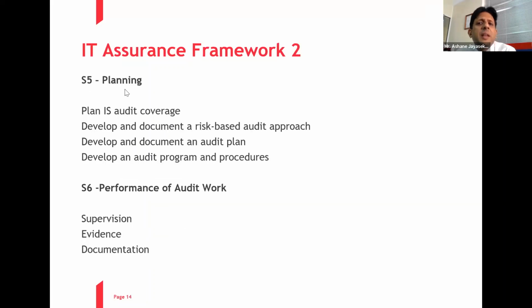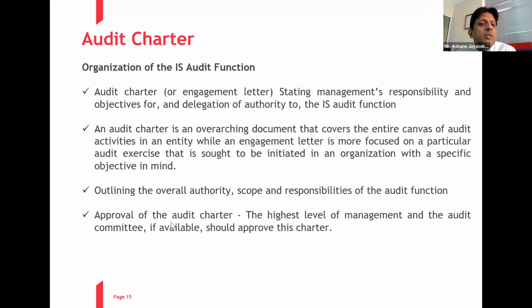If you take the planning standard, for example, that will tell you how to plan and the IS audit coverage. It will also tell you how to develop and document a risk-based audit approach, how to develop an audit plan, how to develop an audit program. Right? So guidance is available. You just have to reach out for it. Performance of audit work: how the IS audits should be supervised, how you should collect the evidence, and also the documentation requirements. So we can skip this. In the interest of time, I will skip that.